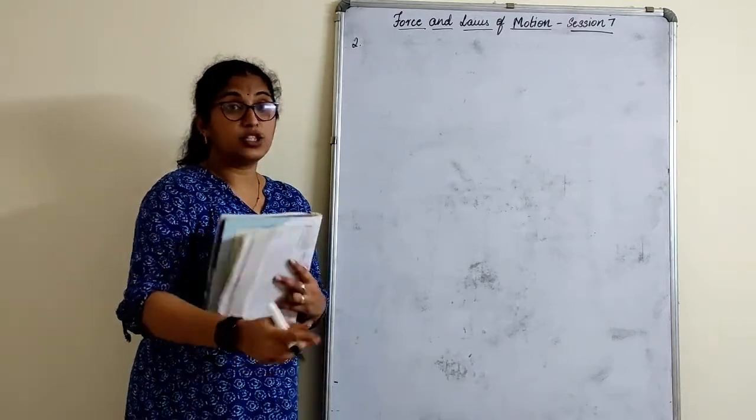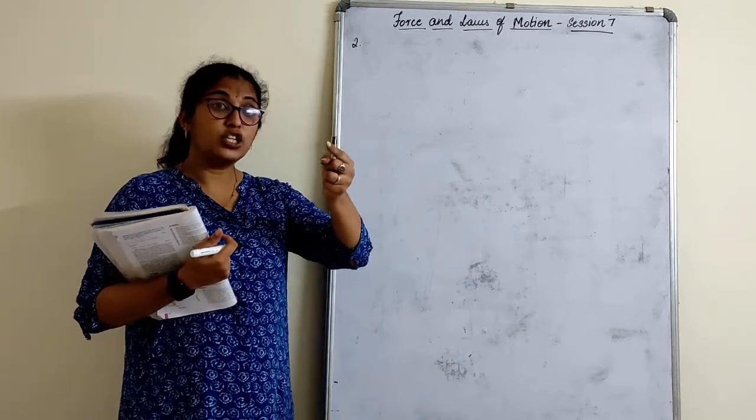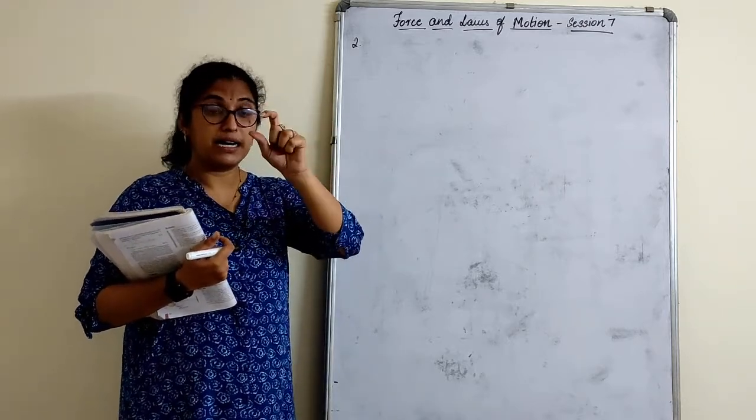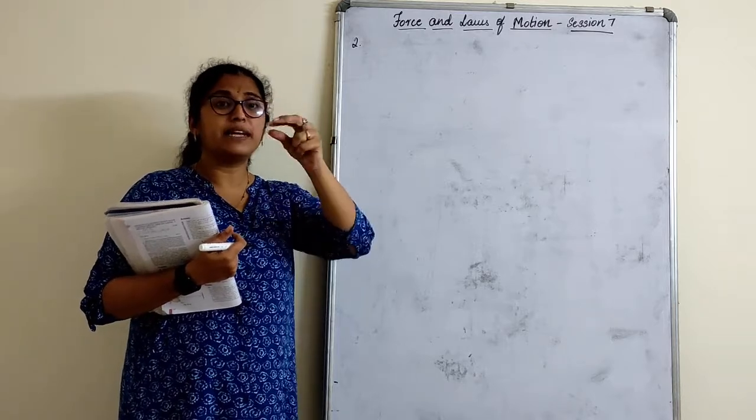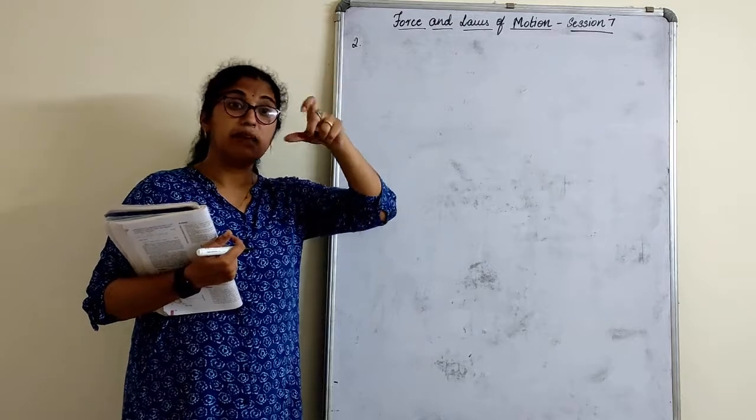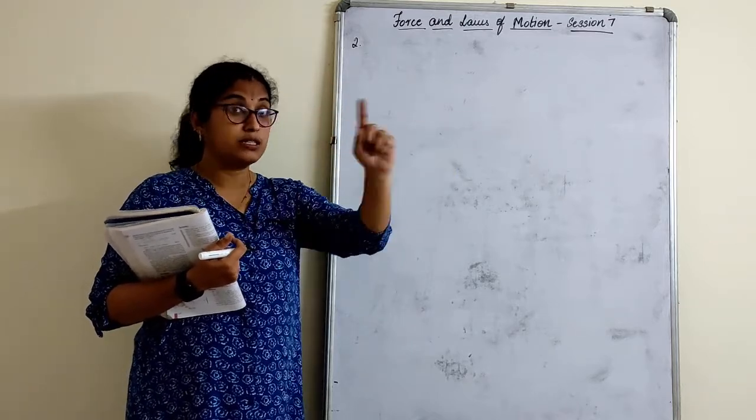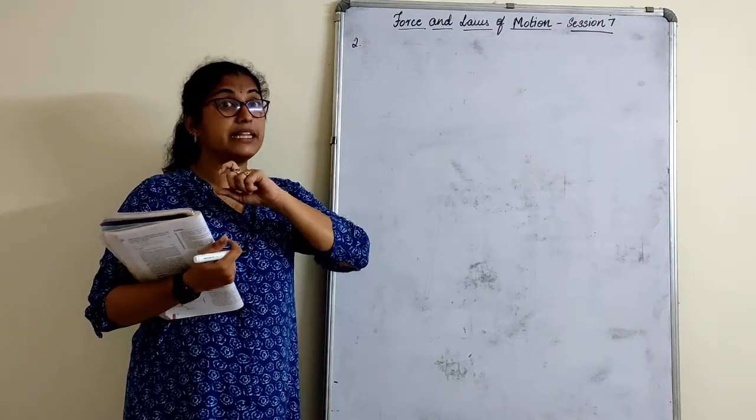But the difference here, children, is when the bullet is fired from the gun, initially the bullet and the gun masses are together, right? What is the mass of the bullet? Mass of the gun is in the same place. But what will happen when we fire? Only the bullet goes. The gun remains there only.